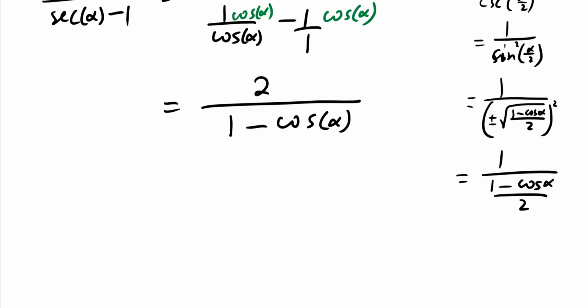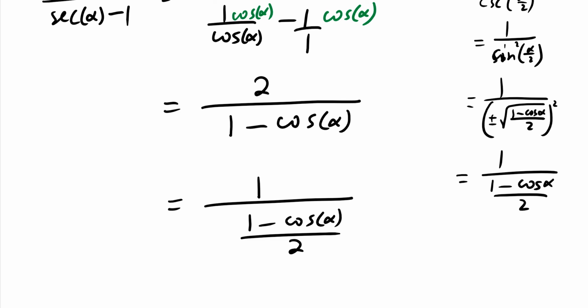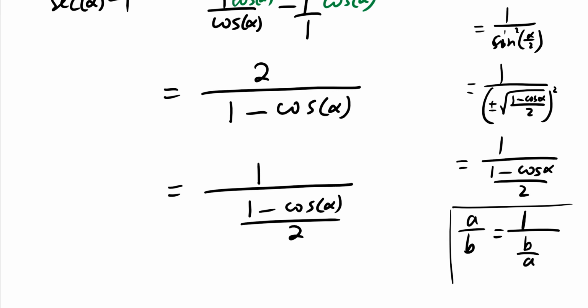You can mathematically rewrite this by bringing the 2 all the way down. So if you like to see it algebraically, if you have a over b, you can write this as 1 over b over a, like that. So then this matches with this. The next step would be to go kind of backwards, to go to this one.